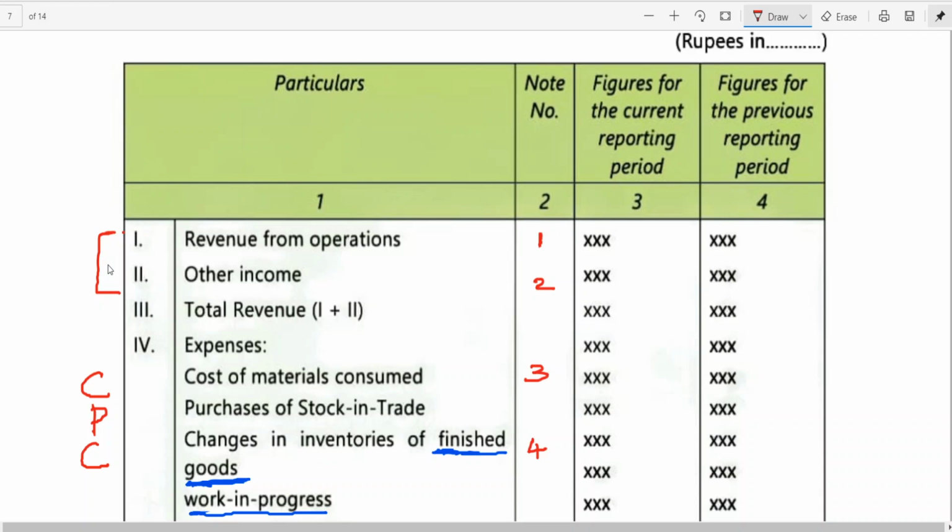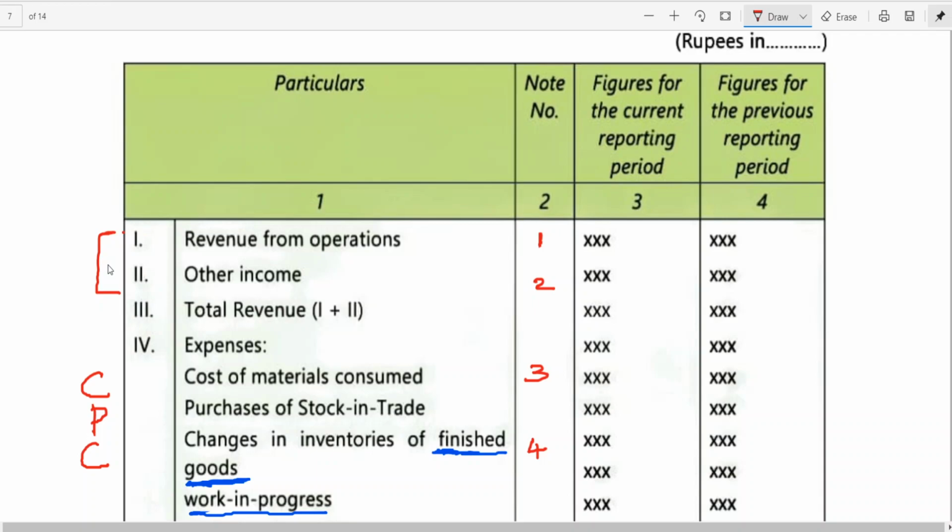Revenue from operations can be taken as sales, whether it is sale of product or sale of service, and if there is any excise duty, that is to be subtracted. That's it. Other income: whatever we normally show on the credit side of the P&L account, all those items will appear under other income. So revenue from operations plus other income will become total revenue. Then from that we should deduct expenses.